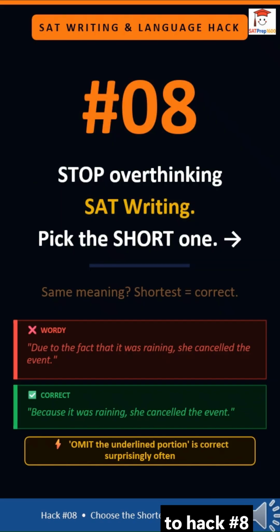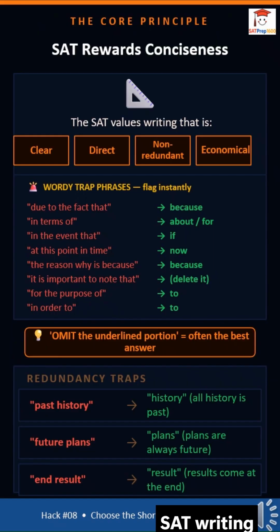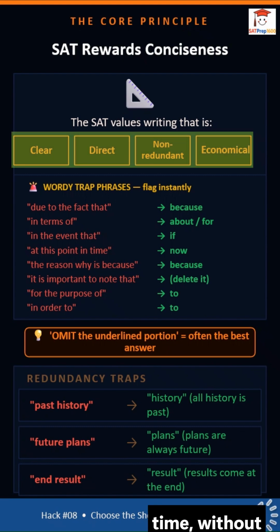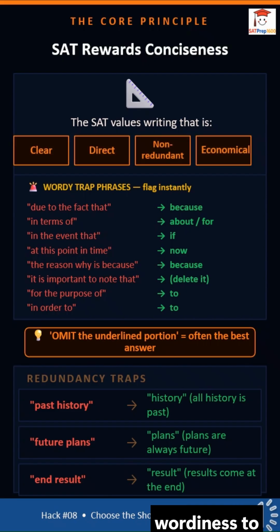Welcome to hack number 8. Choose the shortest, clearest answer. The SAT writing section rewards clear, direct, economical language. Every time, without exception. There are two main categories of wordiness to watch for.